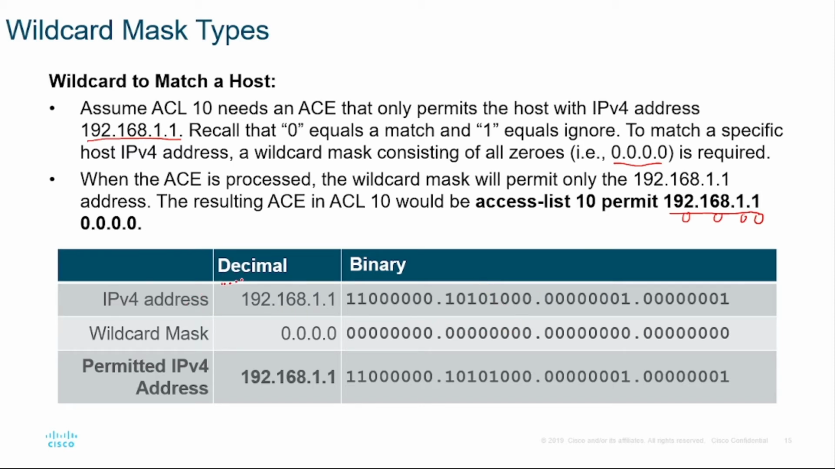Okay, as you can see in this illustration, IP version 4 specific, the wildcard mask. Okay, and then permitted IP version 4.